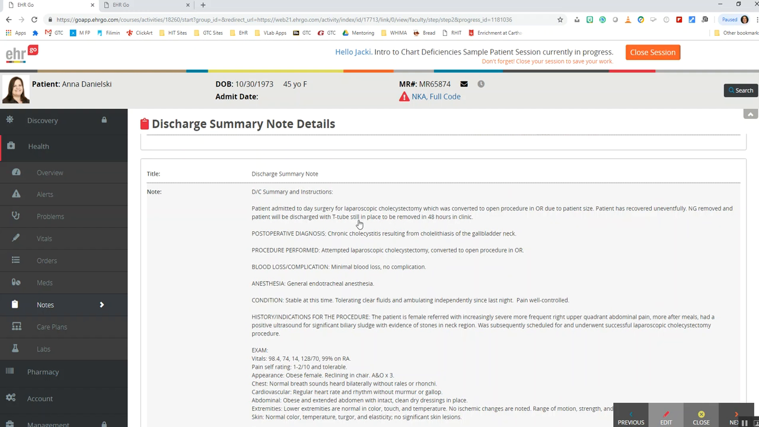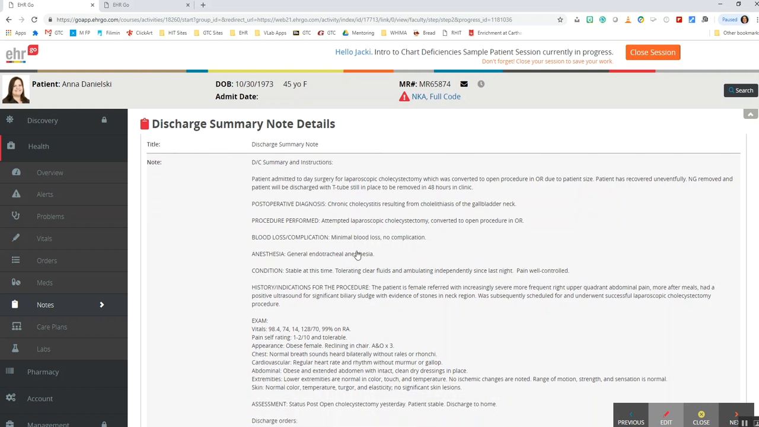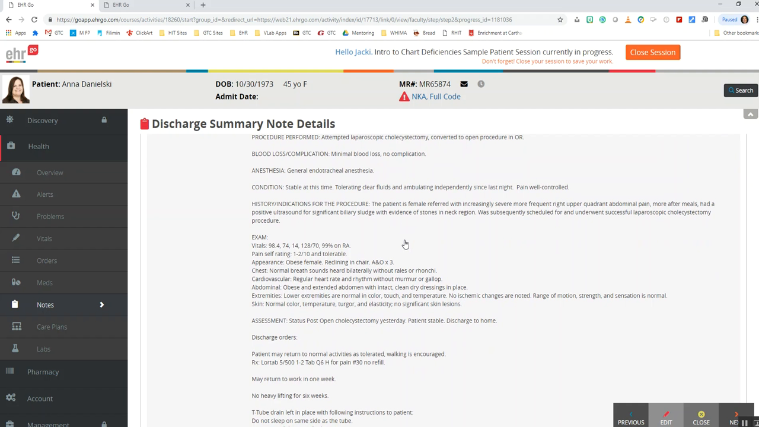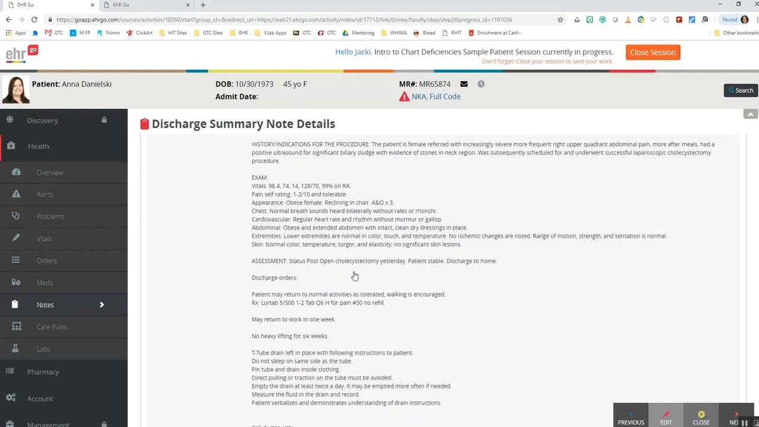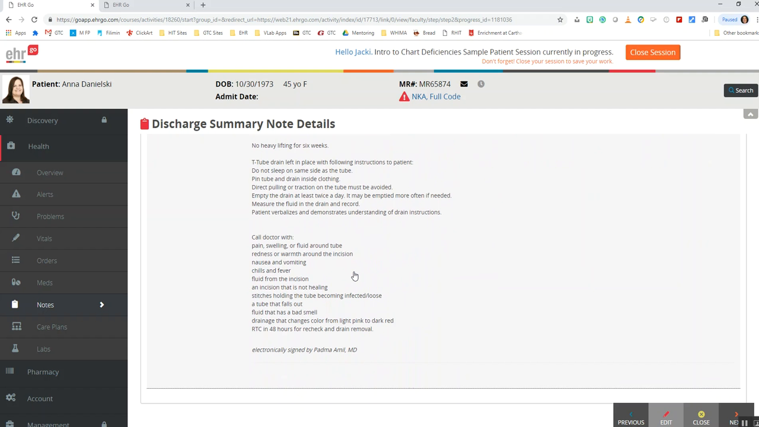Summary of the hospital course. Patient is admitted for day surgery, so this paragraph here is a summary of the hospital course. We can mark that. Summary of lab and diagnostic data. Let's see, what do we have here? So just take a minute to look through and see what you've got here. Okay, we have vitals, assessment, discharge orders. So we don't have a summary of any lab or diagnostic testing. So we're going to mark that as deficient.